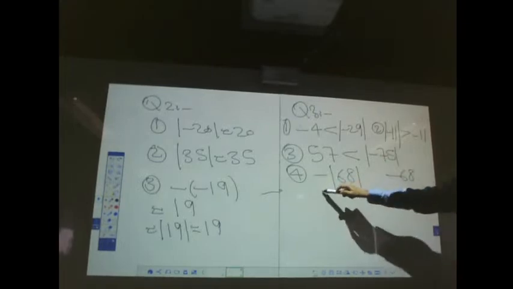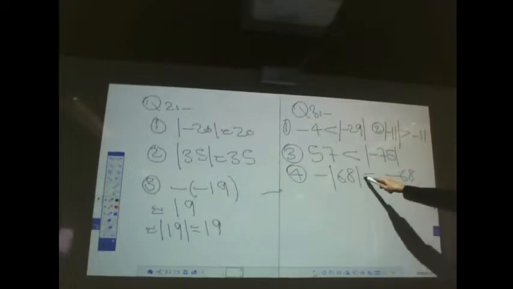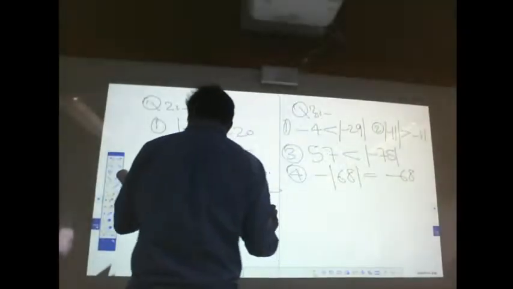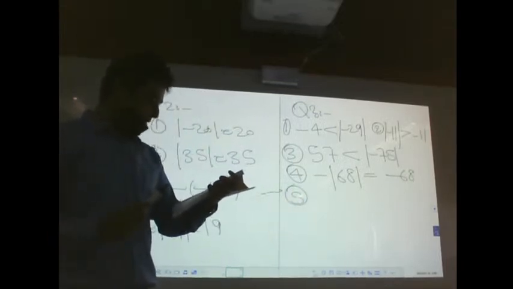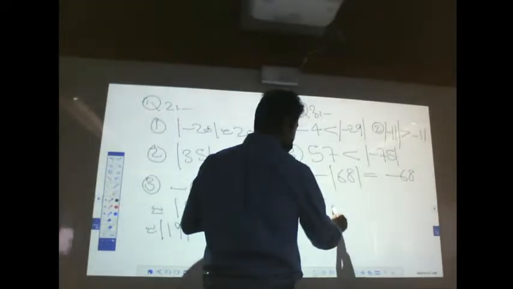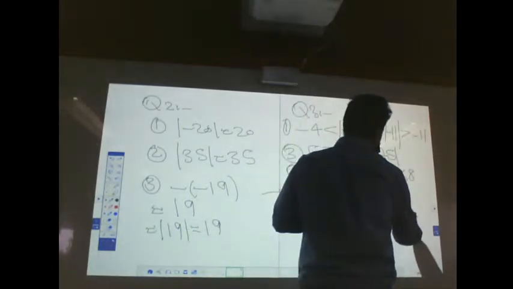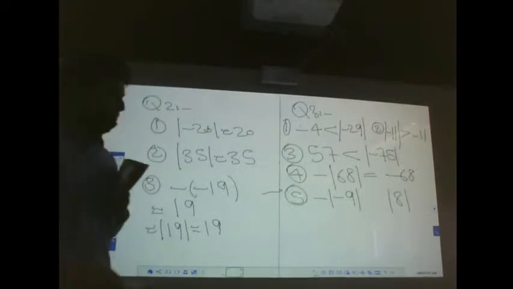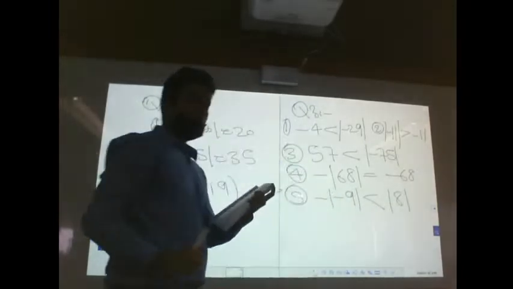Equal, because here the log 68 is outside, right? And here log 68, so it is equal, right? It is equal. Okay, now let's check question number 5. We have minus 9 and here we have 8. Now is this bigger or smaller? Smaller, correct? It is smaller because minus is outside and it equals log 9 already, right?